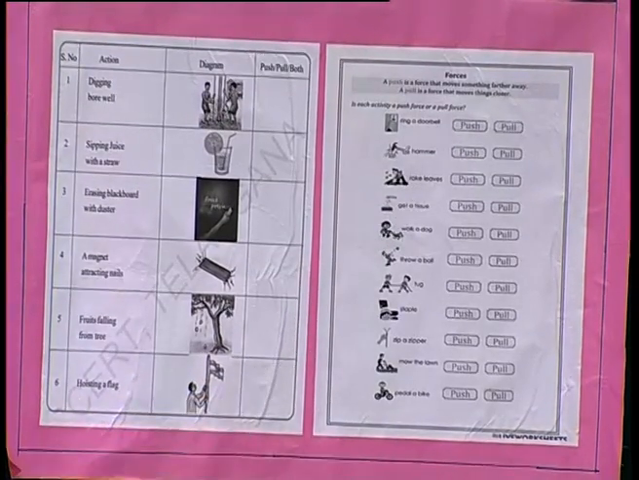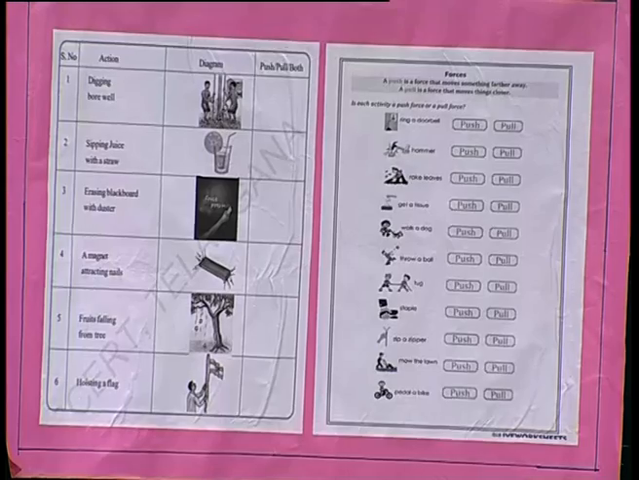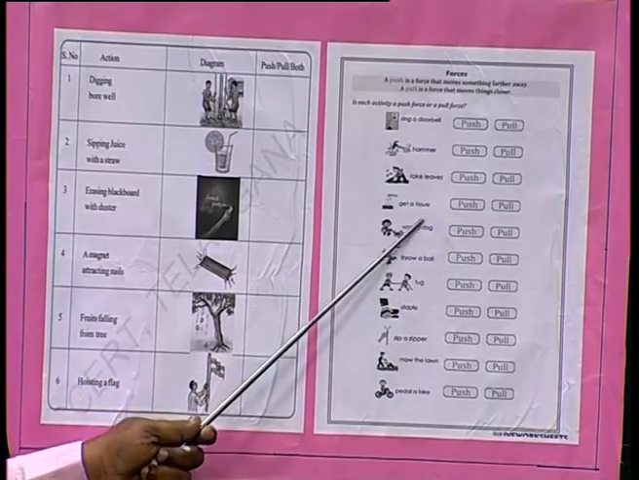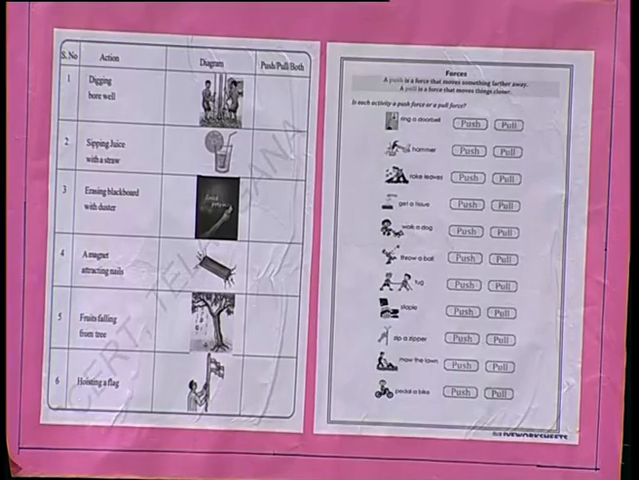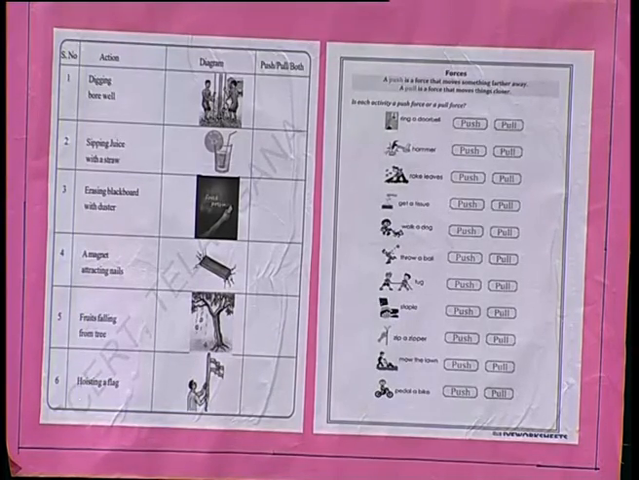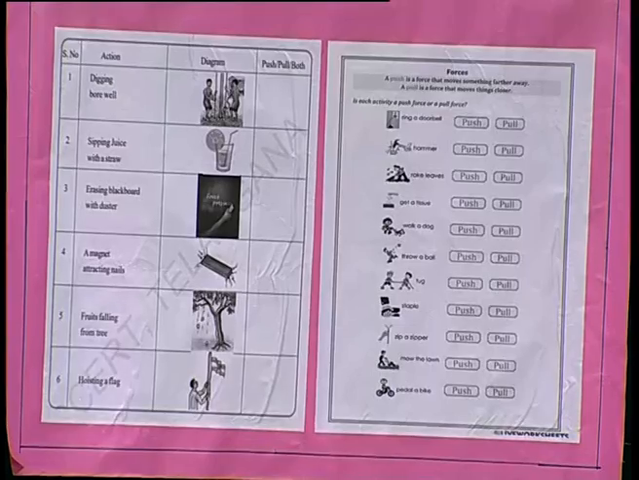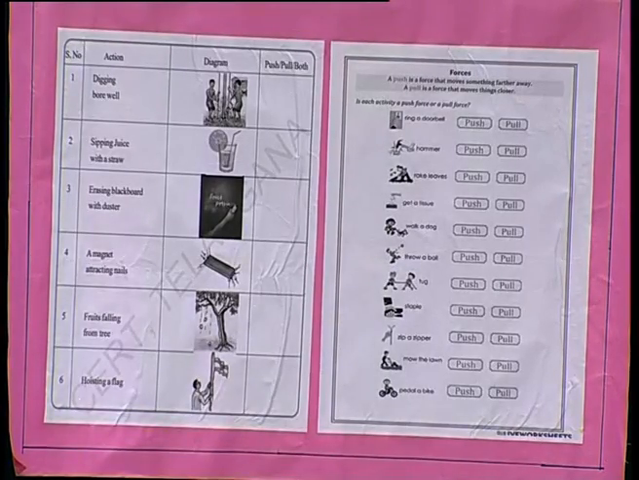Rake leaves. Raking means removing the leaves in the ground. Push or pull? Push and pull. Both, sir. Get a tissue. You are removing a tissue from the tissue box. Push or pull? You are pulling.